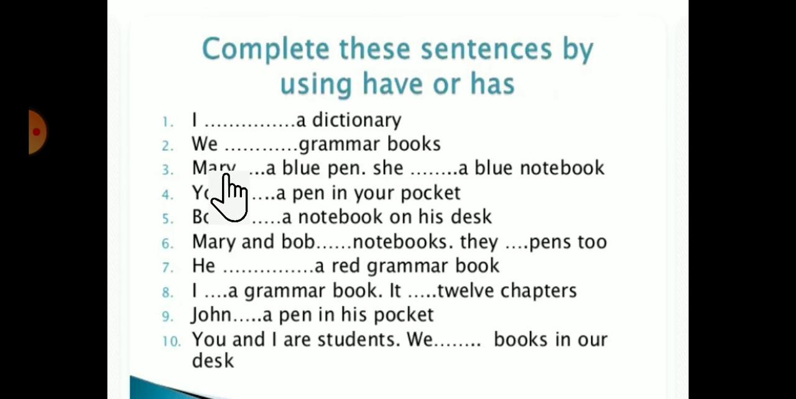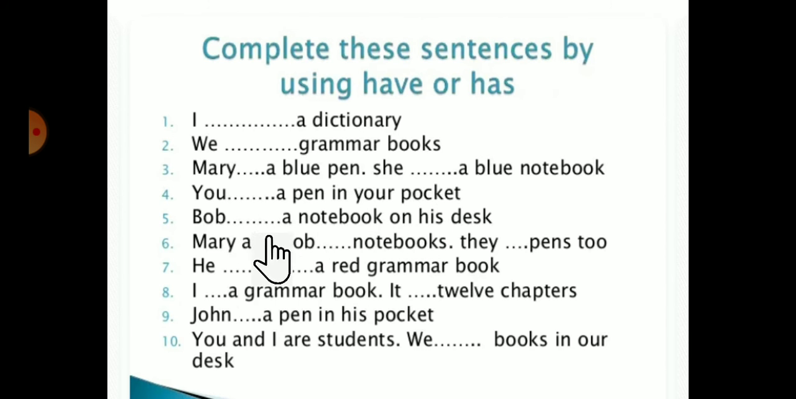Then we have grammar books. Okay, Mary has a blue pen. She has a blue notebook. Okay, Mary has a blue pen. She has a blue notebook. You have a pen in your pocket.